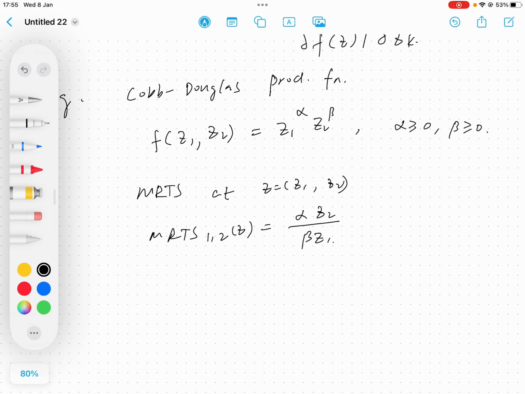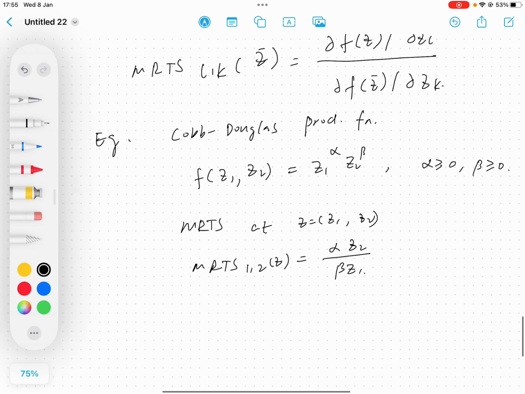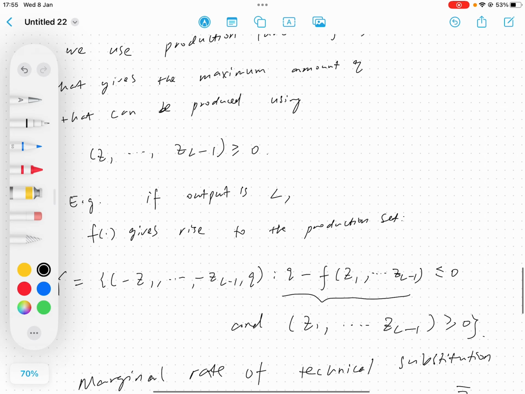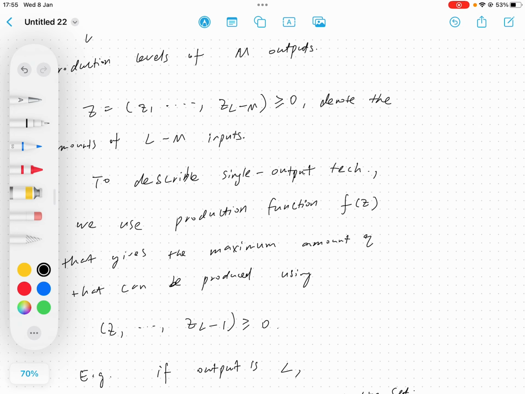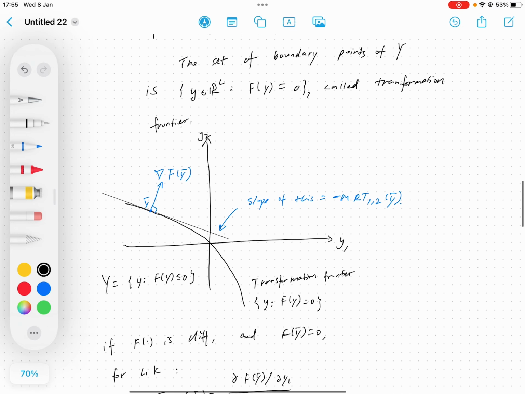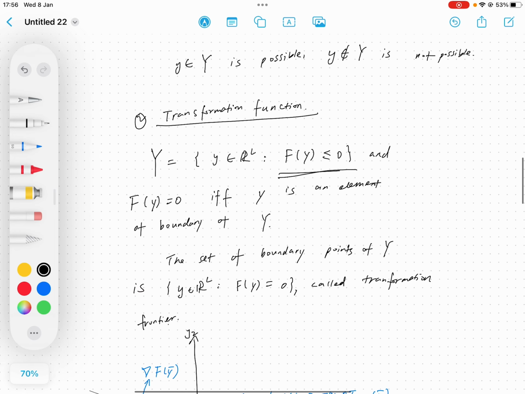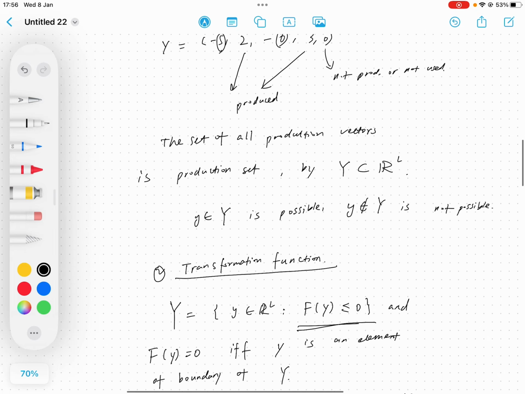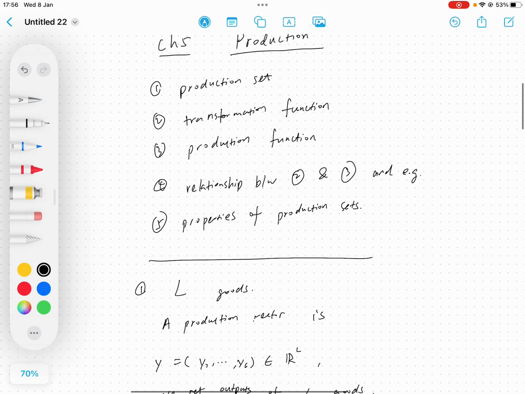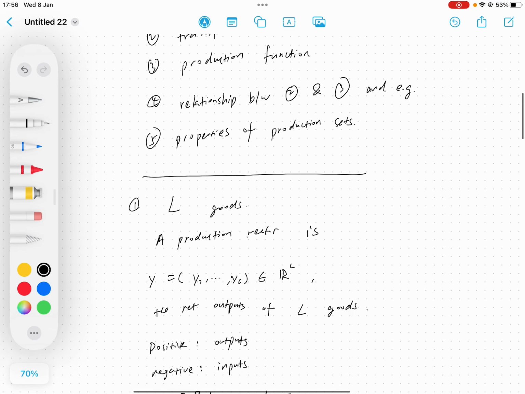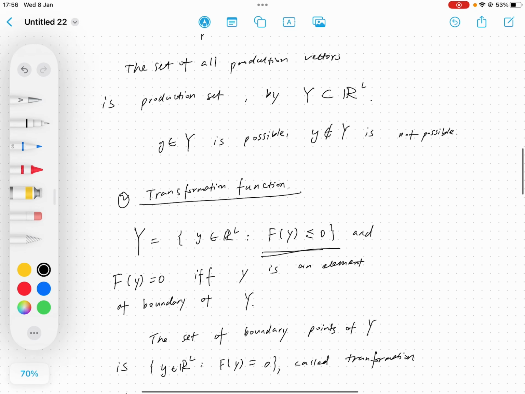All right. So before we go to the properties of production sets, remember that something important is to compare or to try to connect the production function and something we defined earlier, which is the transformation function. So that's going to be number 4 for today. Good.